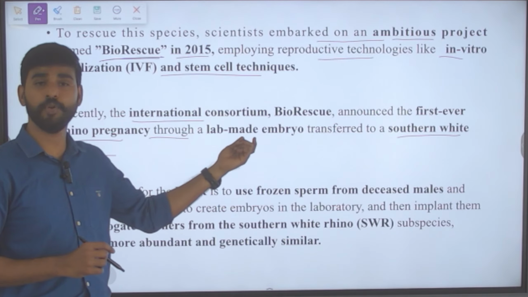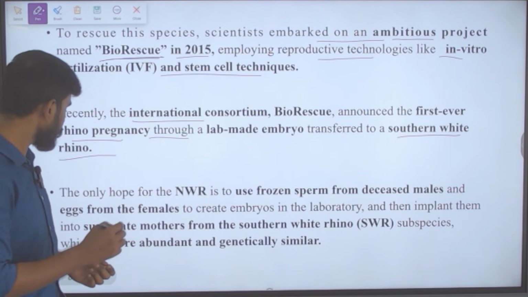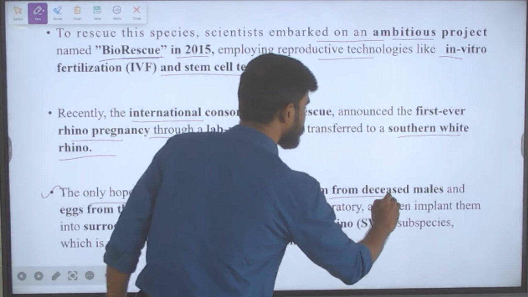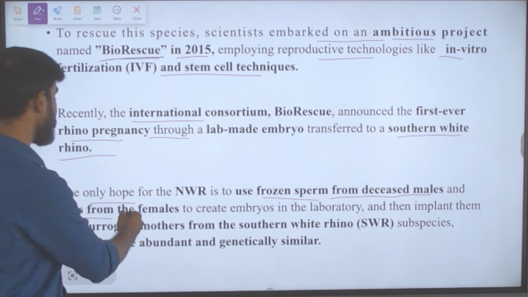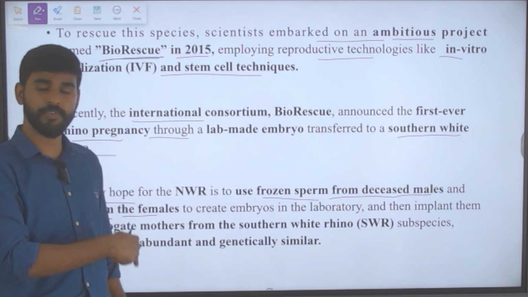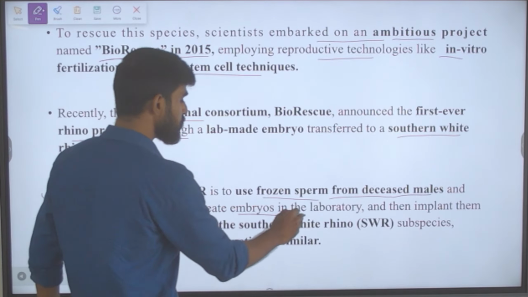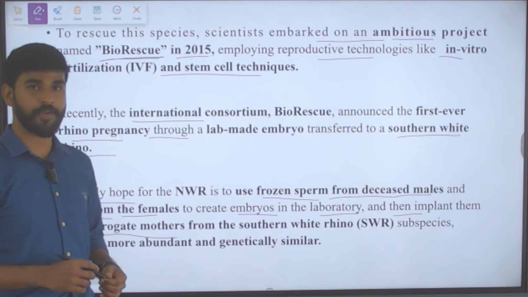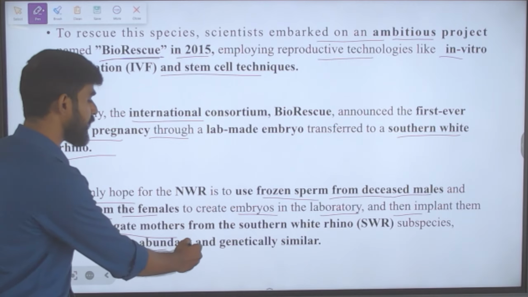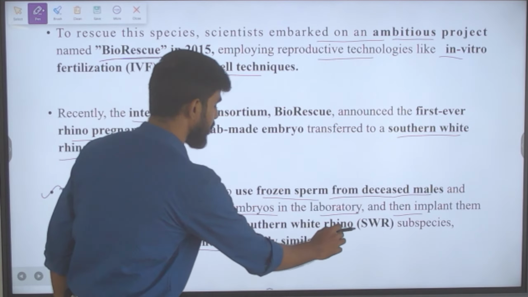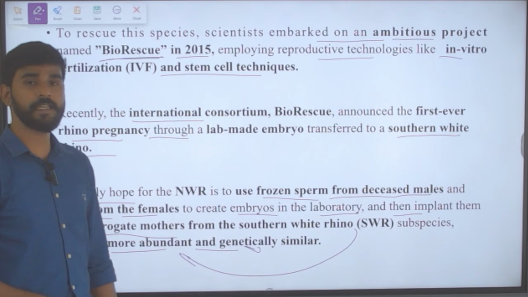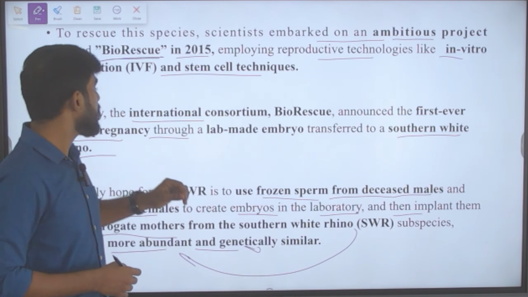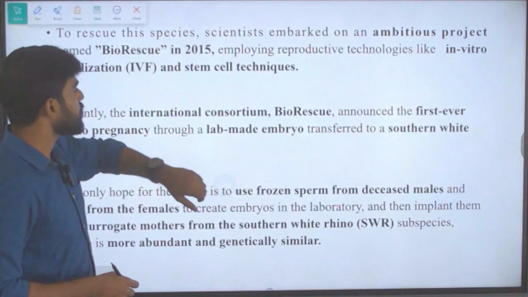Okay, so it is a lab-made embryo, and the only hope for this northern white rhino is to use the frozen sperm from the deceased males and the eggs from the 2 females which are living now, to create embryos in the laboratory and then implant them in surrogate mothers from the southern white rhino subspecies, which is more abundant and genetically similar. These southern white rhinos are abundant in number and genetically similar, thus they have been chosen as surrogate mothers. Okay, but there is a problem with this also.